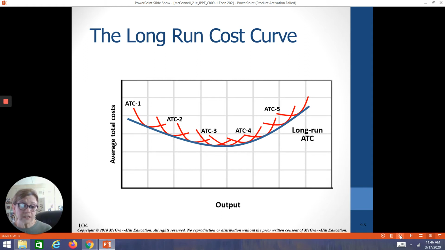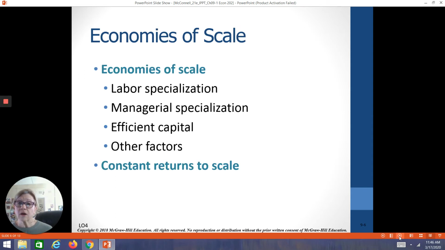So what are economies of scale? You probably already know that, but that means you minimize your long run cost per unit by producing more and more and more. And these are things that add to economies of scale. You may have labor specialization. You have certain people specializing in certain types of labor, or certain managers that specialize. Capital. Now here's an important one. Capital resources capable of further production.